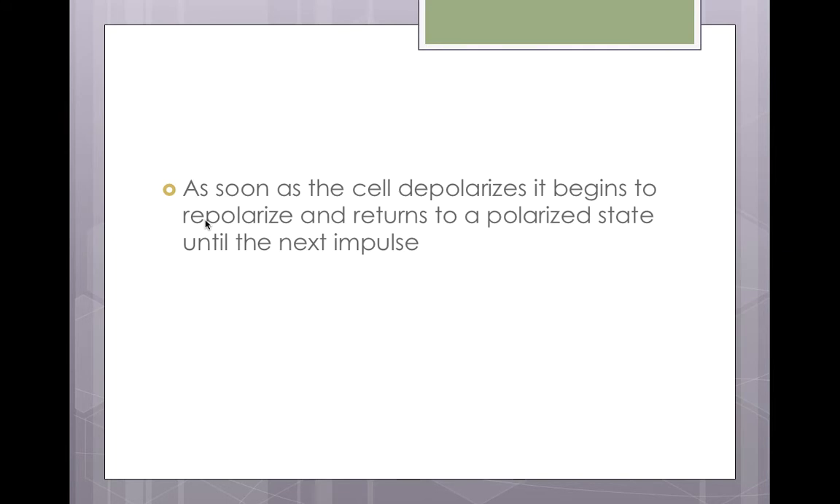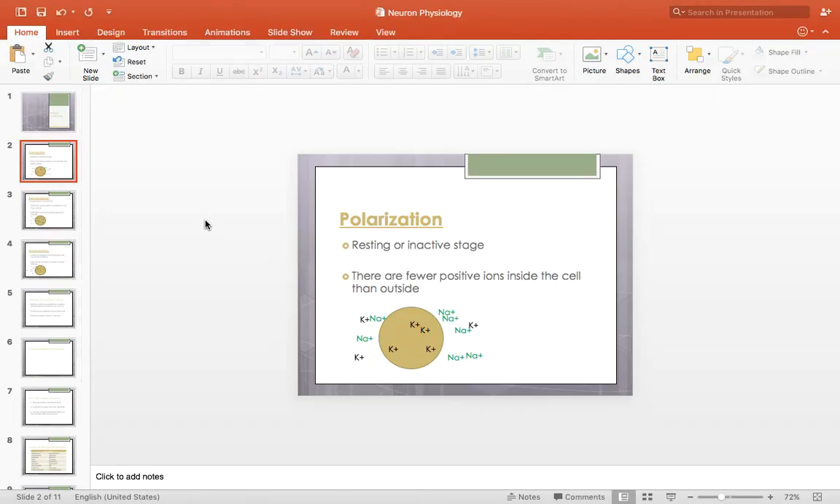And then after that, the whole neuron is going to repolarize and return to its resting state. And remember, sodium is going to flood from the inside of the cell to the outside to return to its initial positivity on the outside and more negativity on the inside. Okay? And that is pretty much it.